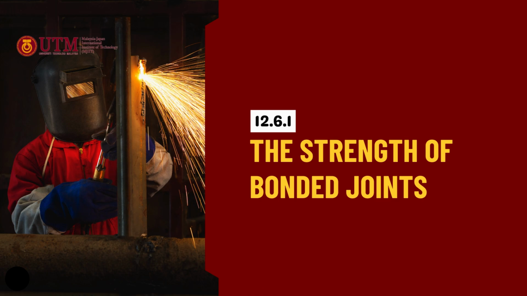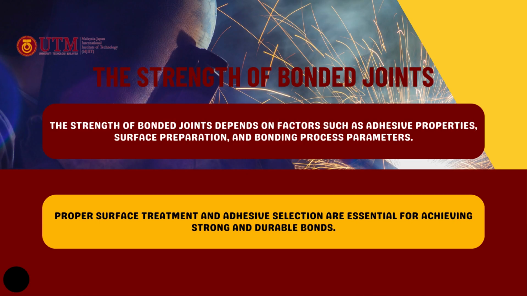Moving on to 12.6.1, this subtopic talks about the strength of the bonded joints. The strength of the bonded joints depends on factors such as adhesive properties, surface preparation, and bonding process parameters. Proper surface treatment and adhesive selection are essential for achieving strong and durable bonds.